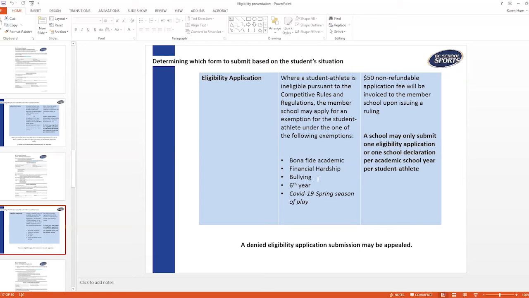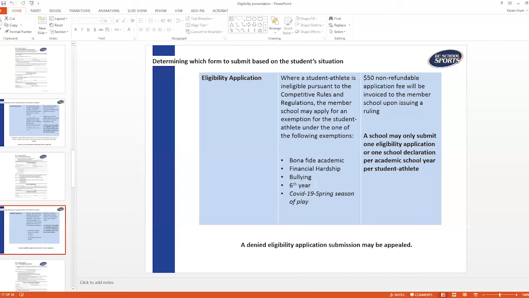There's a long definition of that. We're looking for the leaving school to also acknowledge that they were aware that there was a situation that fell within the definition of bullying to submit that application. So that's one of the required documents that needs to come with it.